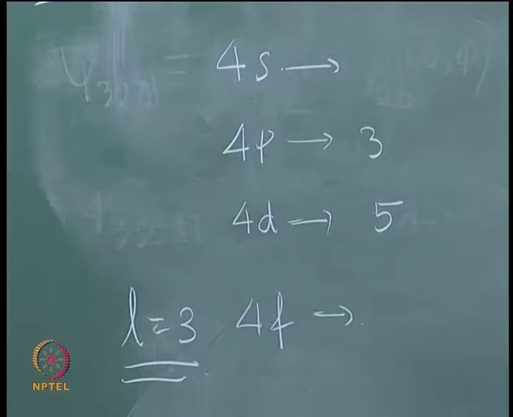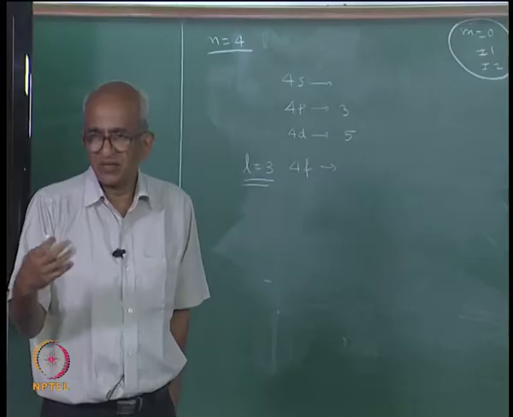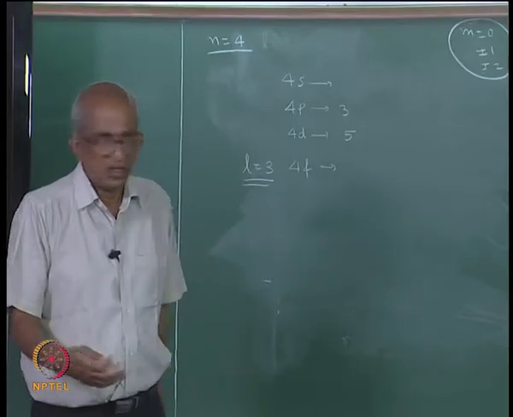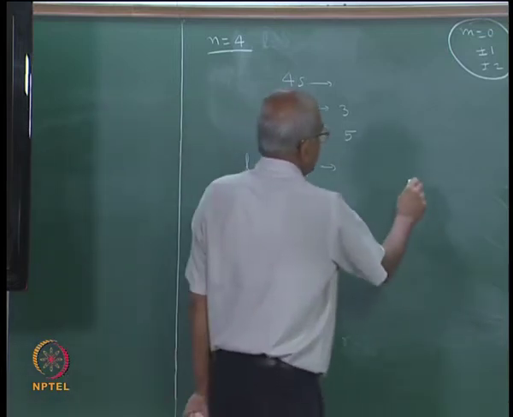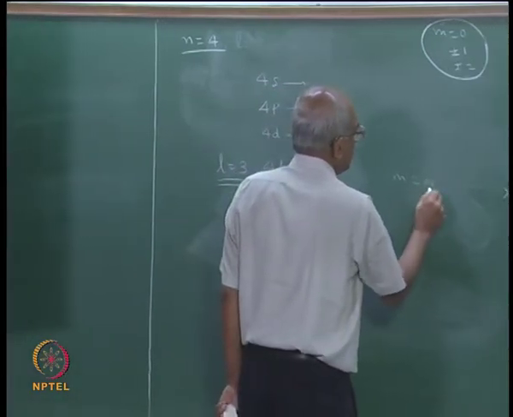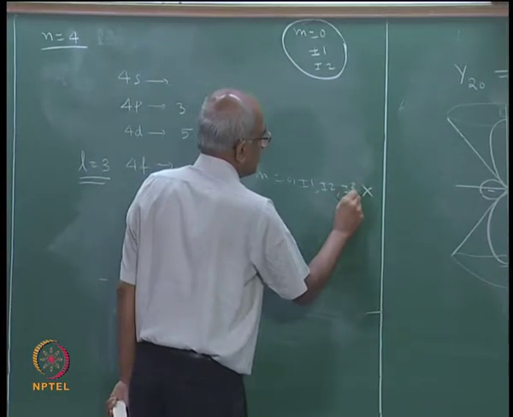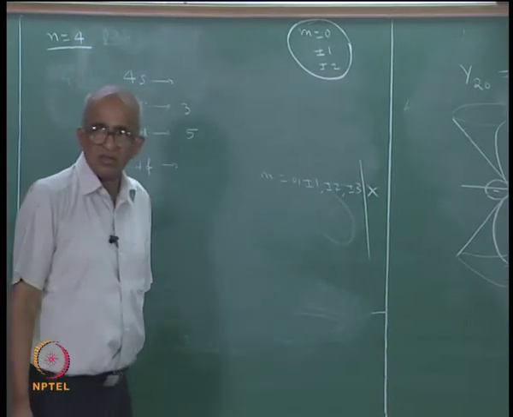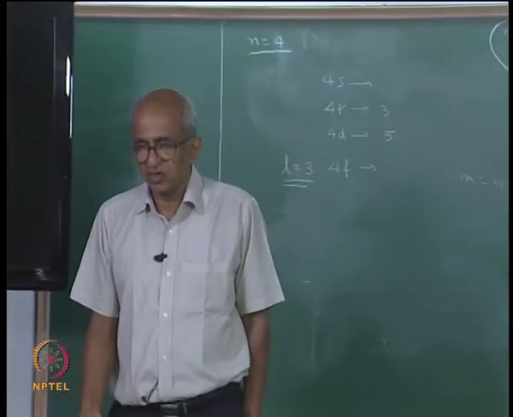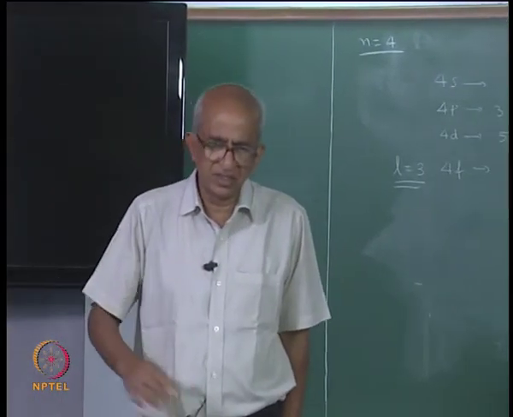How many of them are there? There are actually 7 of them. Why? Because m can take on the values 0, plus or minus 1, plus or minus 2, and plus or minus 3. So, there are 7 atomic orbitals, all of them have precisely the same energy.